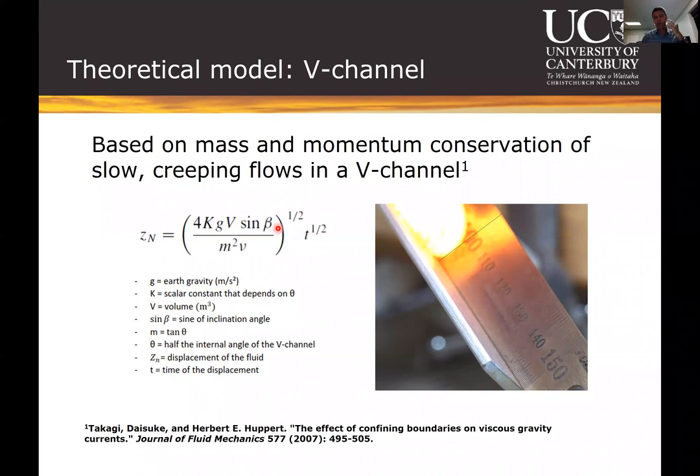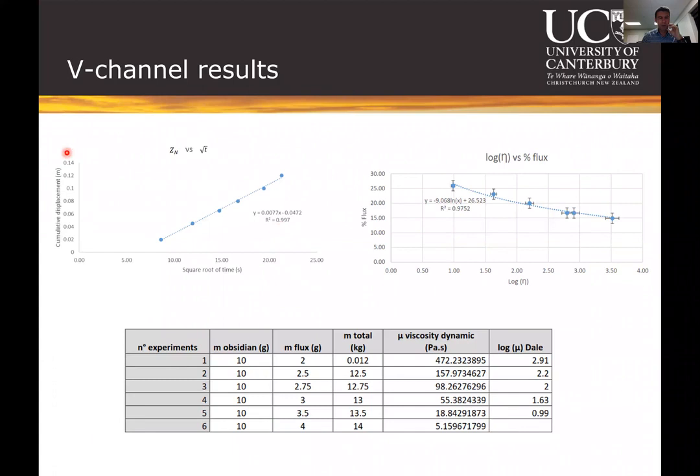On the top left graph, we see the location of the fronts on the y-axis, and on the x-axis, we've got the square root of time. We get a nice straight line, the slope of which allows us to estimate the viscosity. And here we see the viscosity as a function of the amount of flux which is put in the mixture. What we know is that as we increase the amount of flux, the viscosity should decrease, which is what we indeed see here.